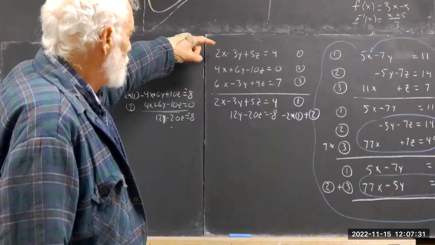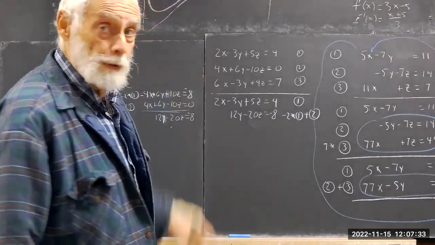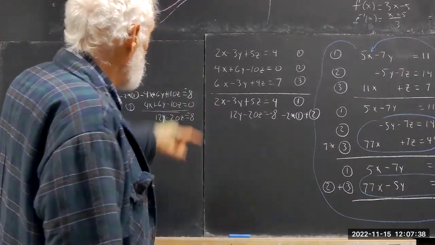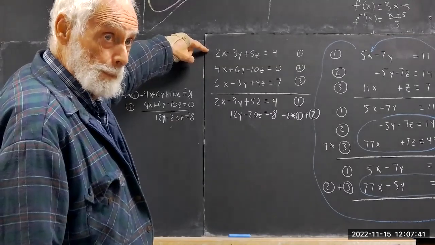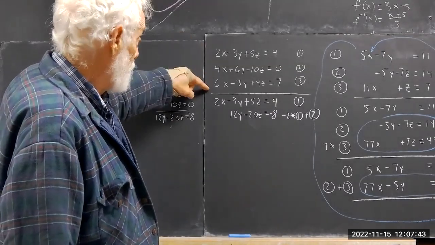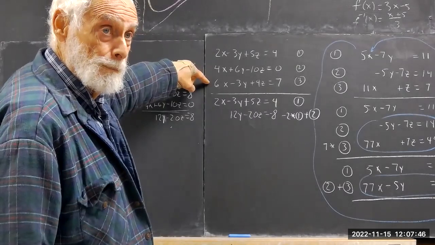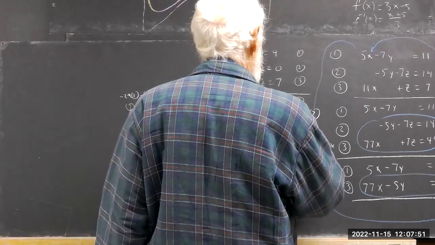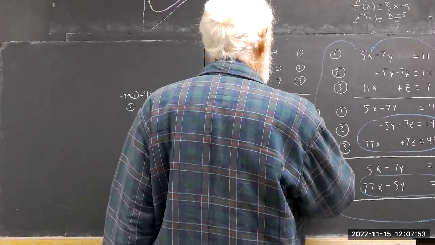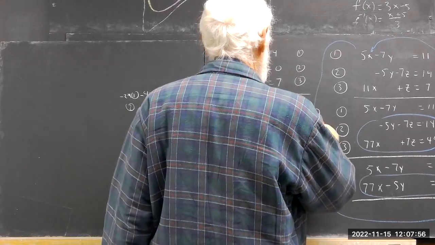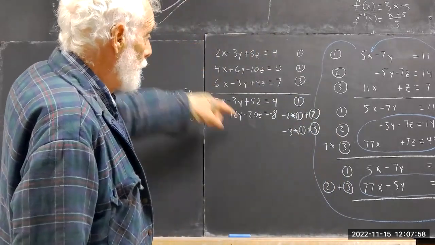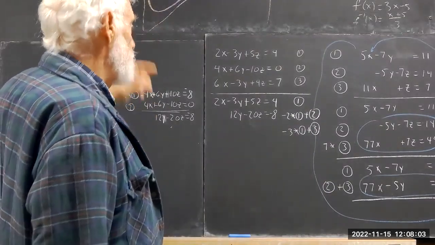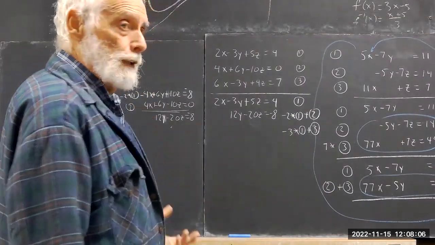What am I going to do to eliminate x between these two equations? Well, it should be clear that if I multiply the first equation by -3 and add, I'm going to eliminate x, right? So I'm going to do -3 times the first equation plus the third. And I don't really have to write that out, but often I do.